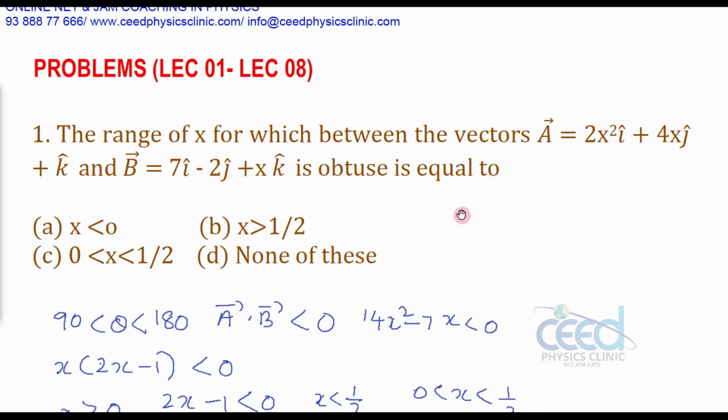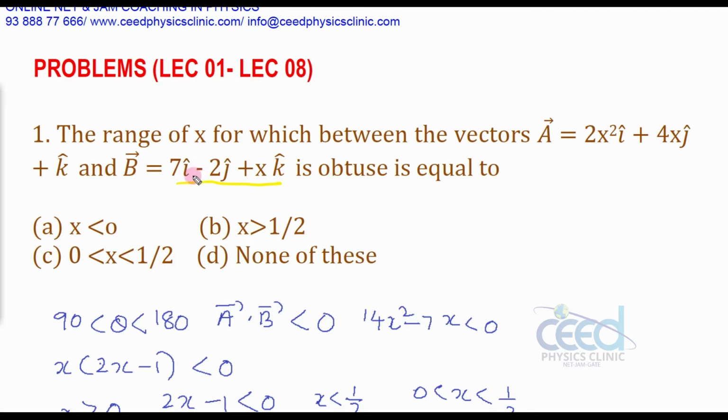So the first question is: find the range of x for which the angle between the vectors a = 2x² i cap + 4x j cap + k cap and b = 7 i cap - 2 j cap + x k cap is obtuse. So the angle between a and b should be obtuse. At that time, what is the value of x?